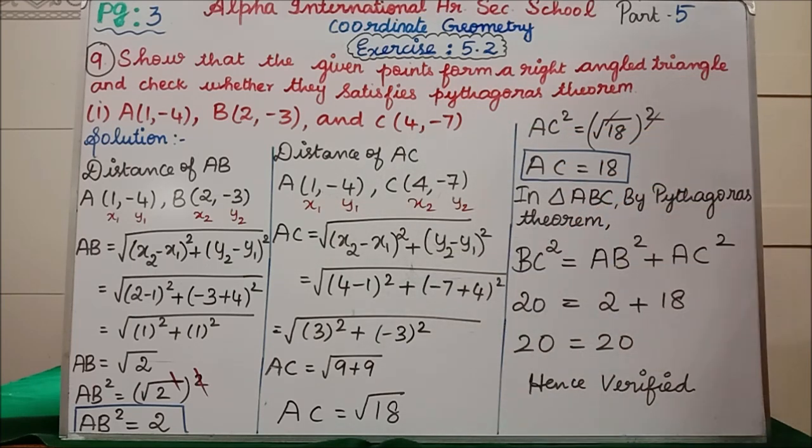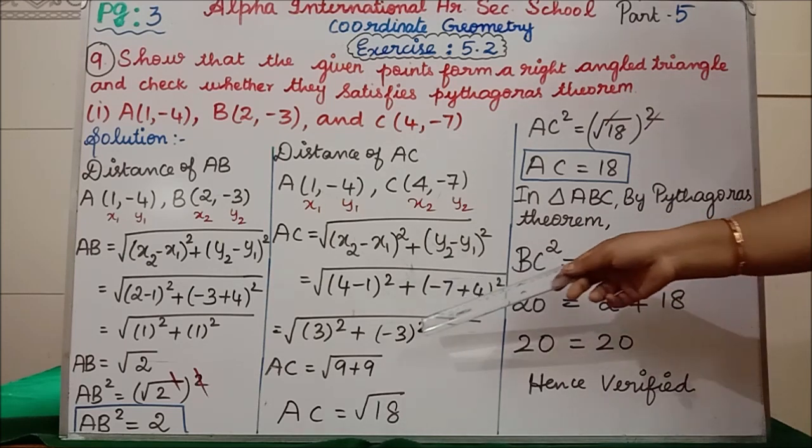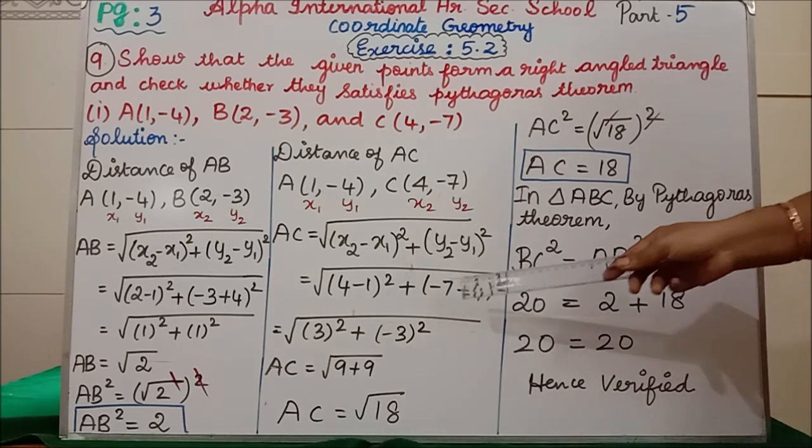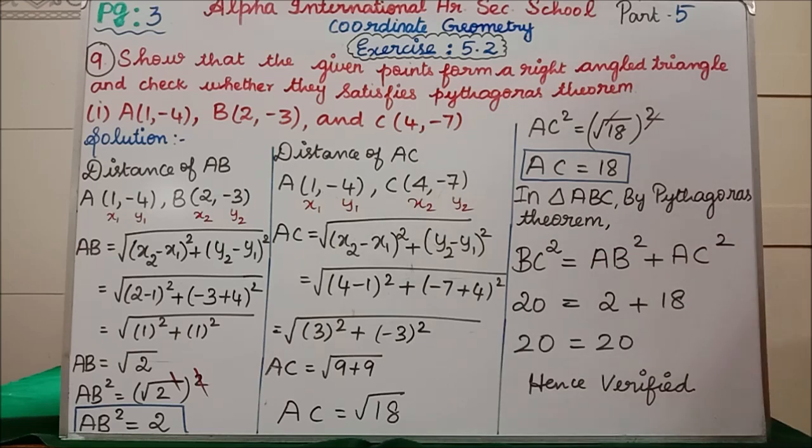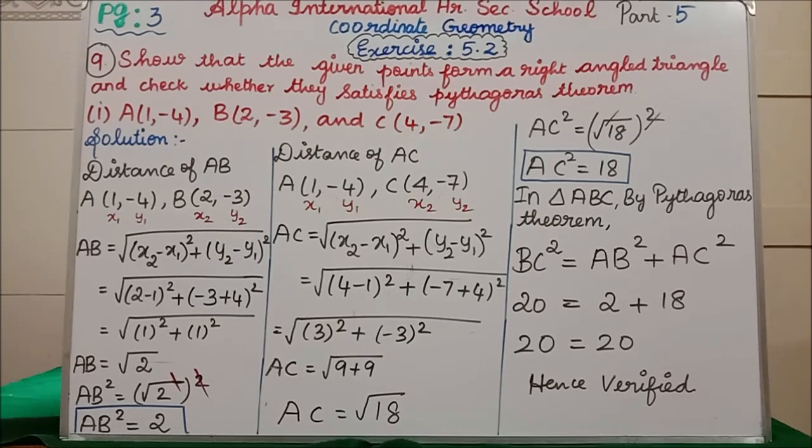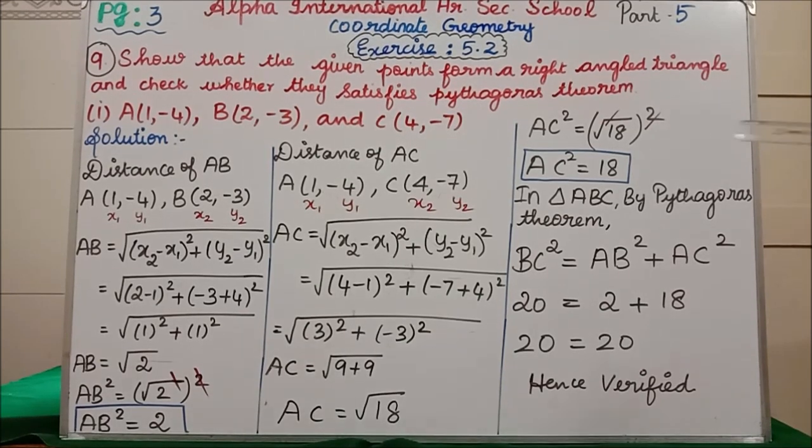4 minus 1 is 3. 7 minus 4 is also 3. So here the greater number is 7, so minus 3 the whole square. 3 square plus 3 square is what? 9 plus 9 is what? 18 we have got. Therefore AC equals square root of 18. We need the AC square value, so we are squaring on both sides. The square and square root will get cancelled. AC square is equal to 18.